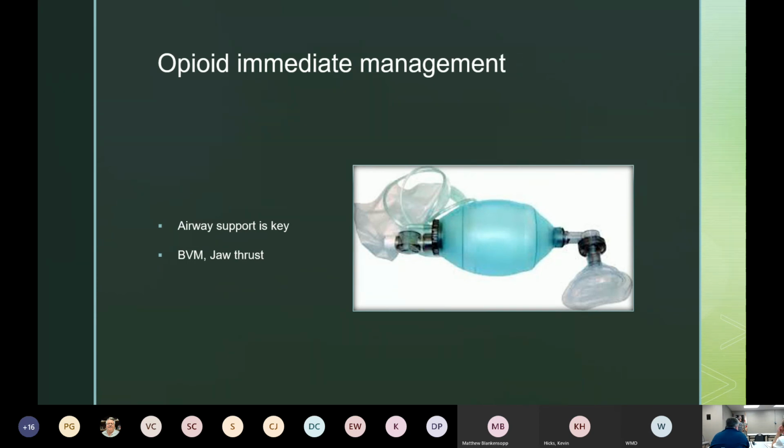Jaw thrust is a great maneuver for these patients. When I was first taught about jaw thrust, I was kind of underwhelmed with it, but actually seeing it work out in the field, it's very vital. It can really open up the airway of somebody who's not breathing. So it's a quick maneuver that you can do that's super helpful.